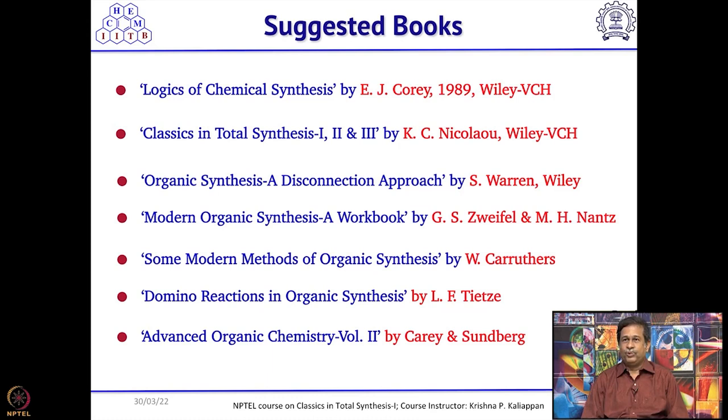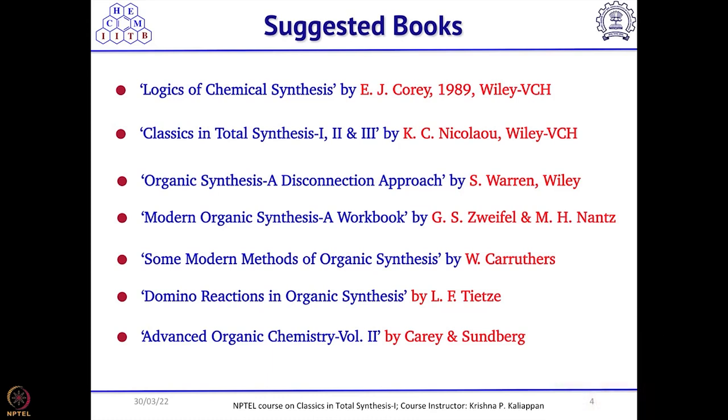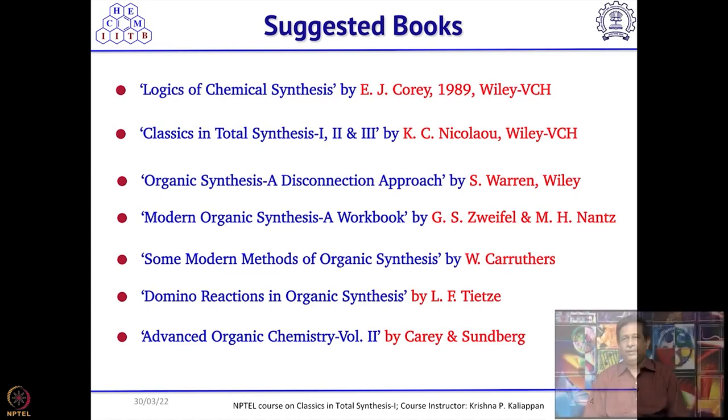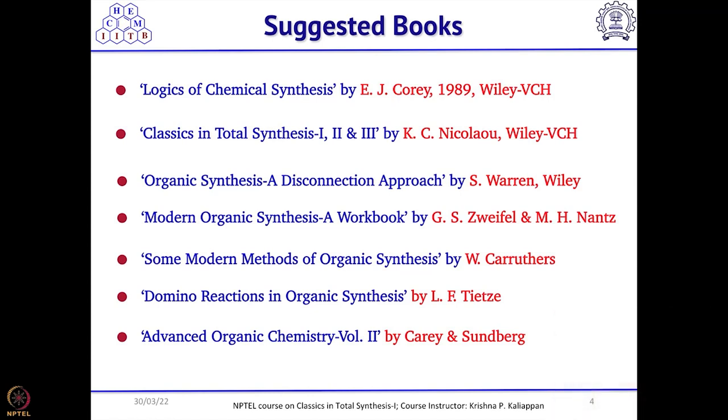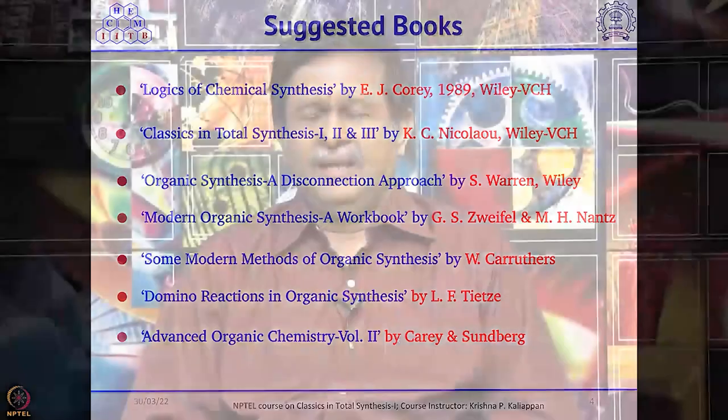If you want to know more about disconnection, how you can disconnect bonds and how you can functionalize, you can go through a book called Organic Synthesis: The Disconnection Approach by Stuart Warren. One can also go through Modern Organic Synthesis: A Workbook by Zweifel and Nantz. Particularly for oxidation and reduction reactions, you can go through Some Modern Methods of Organic Synthesis by Carruthers. When we discuss some total syntheses, you will find some domino reactions. For better understanding of domino reactions, you can go through the book Domino Reactions in Organic Synthesis by Lutz Tietze. And for various types of reactions in organic chemistry, one should go through Advanced Organic Chemistry Volume 2 by Carey and Sundberg.